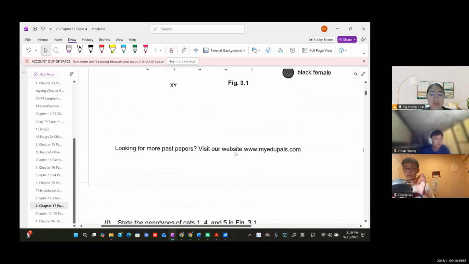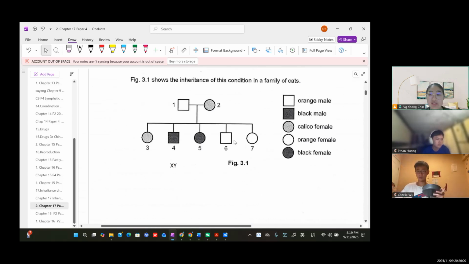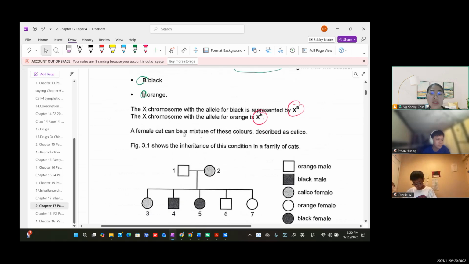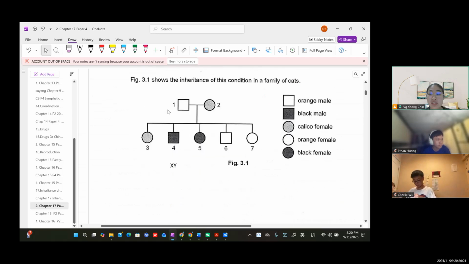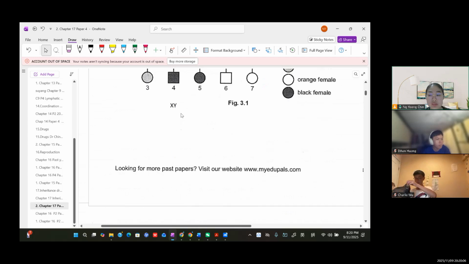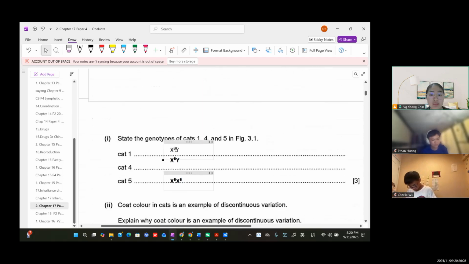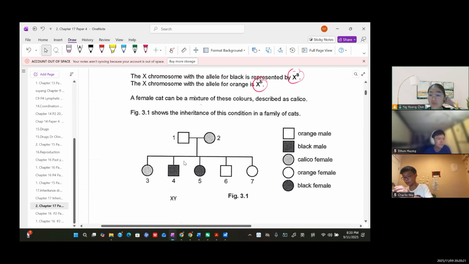So how about the cat one? Okay, cat ones, they are orange male. Orange male, right, they will have small b. So since it's orange male, it's XY. So the B is small b, because small b is orange color. Yeah, small b is orange color. Big B is black color. So you just write it in this way.